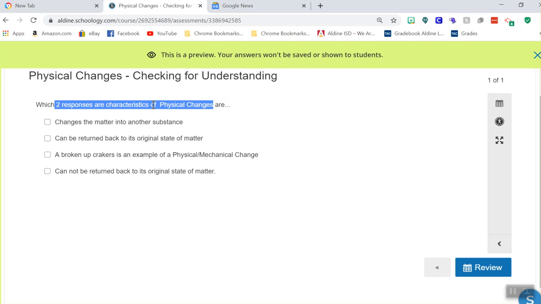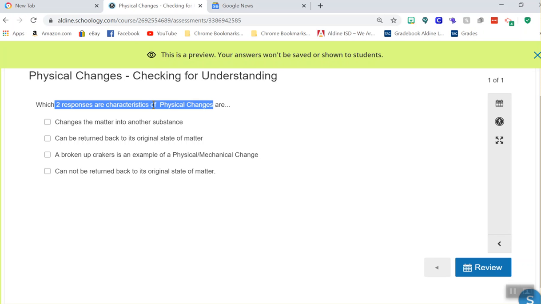So a physical change can change back into what it used to be. It's basically just broken up. Can return back to its normal self. Sometimes the process may be a little difficult, but it can be turned back into the original ingredients or original elements and compounds. All right, so let's look at the answer choices.